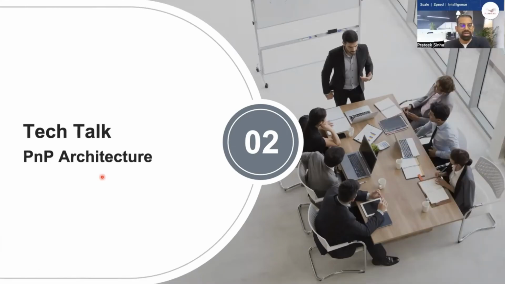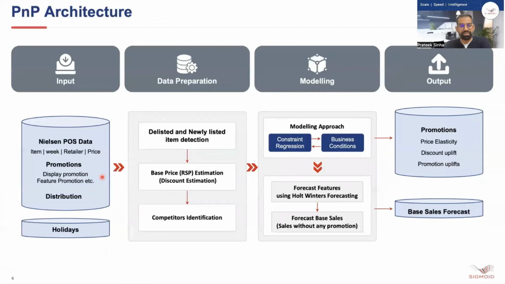In this video, I will discuss the PNP architecture in detail. So in this slide, we can see the whole PNP architecture with all the important pieces of the solution. First, the input data, which goes into data preparation. Then the next step is modeling, which finally gives the output. As we have already looked at the input data, it is Nielsen point of sales data as well as holidays data.